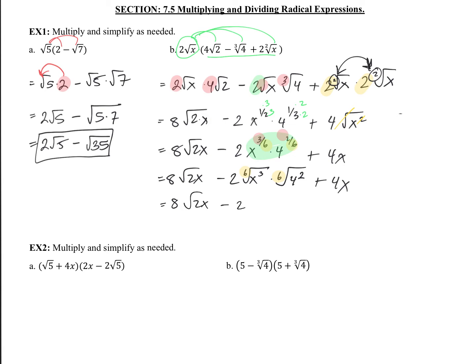We get the 6th root of x to the third power, and 4 squared is going to be 16 plus 4x. And we can't simplify any of our radicals any further, so we're done.